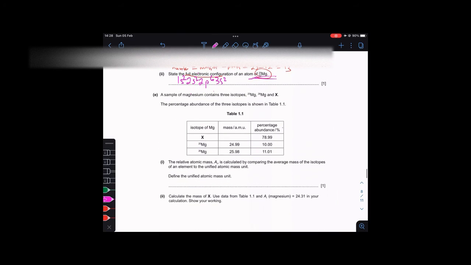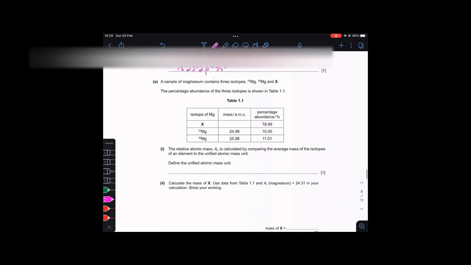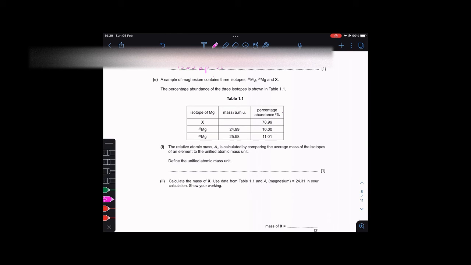And then for this one, it says a sample of magnesium contains 3 isotopes. The percentage abundance of the 3 isotopes is shown in table 1.1. So these are the isotopes of magnesium, and then these are the respective masses and respective abundances. It says the relative atomic mass, Ar, is calculated by comparing the average mass of the isotopes of an element to the unified atomic mass.